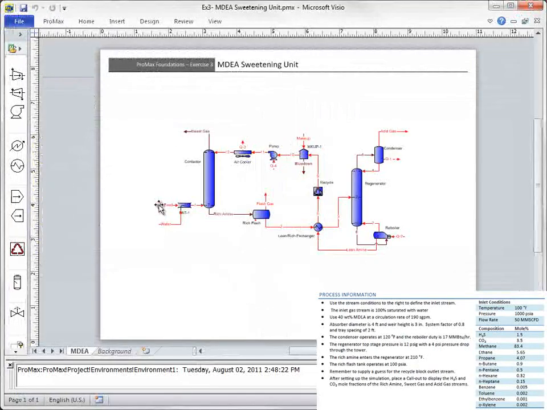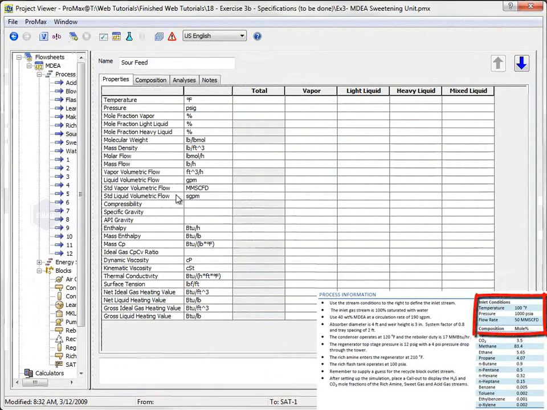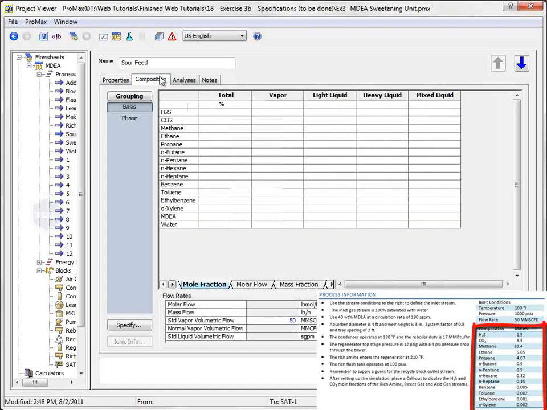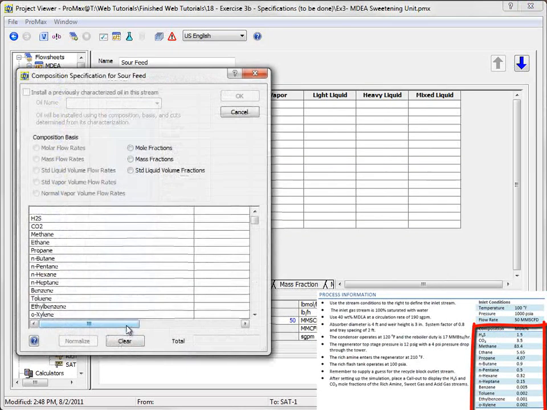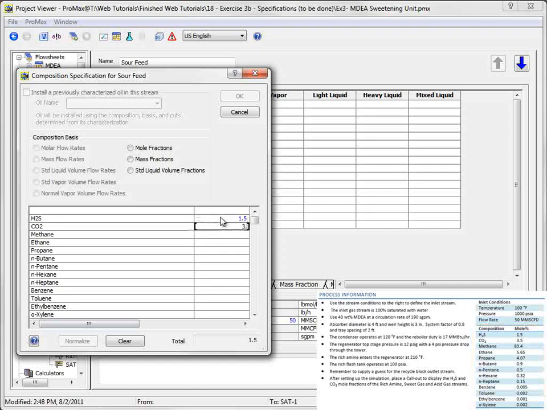Next, let's specify the inlet gas stream. We're given the inlet conditions of 100 degrees Fahrenheit, 1000 psi, and 50 million standard cubic feet per day. We're also given the inlet composition, which includes 1.5 mol% hydrogen sulfide and 3.5 mol% carbon dioxide.